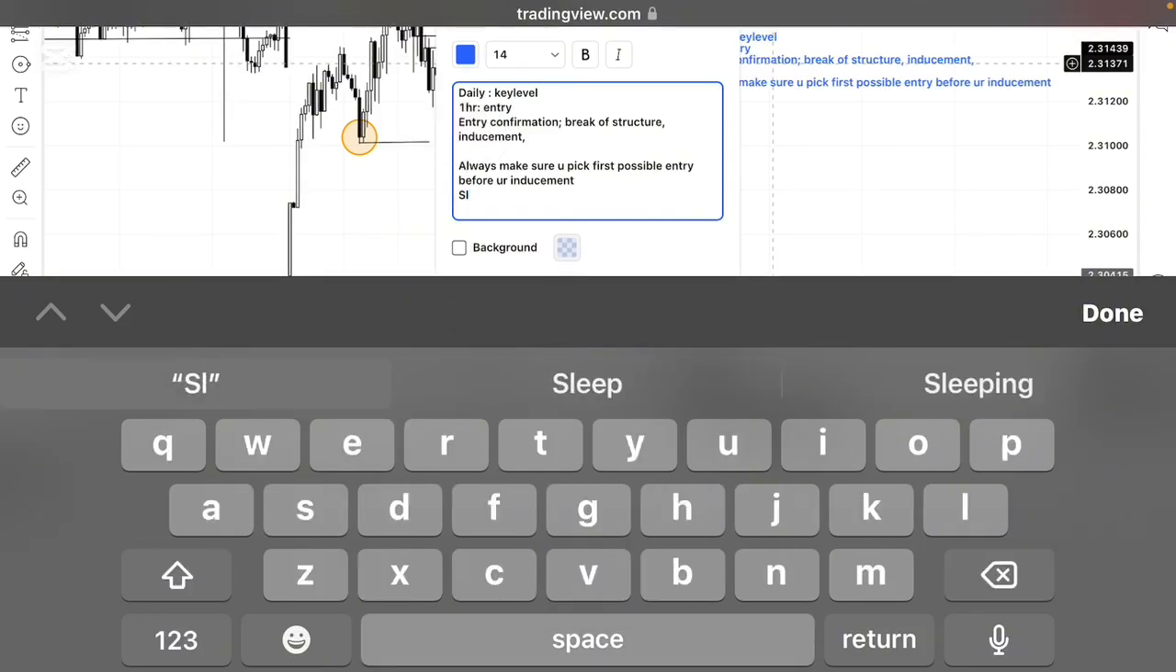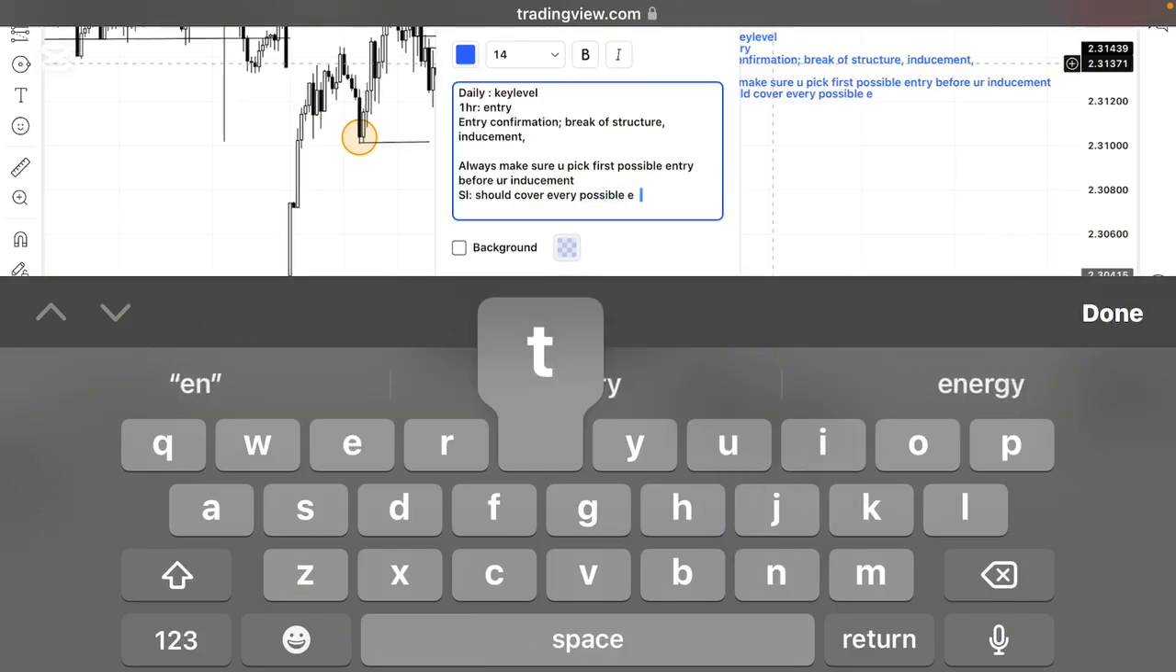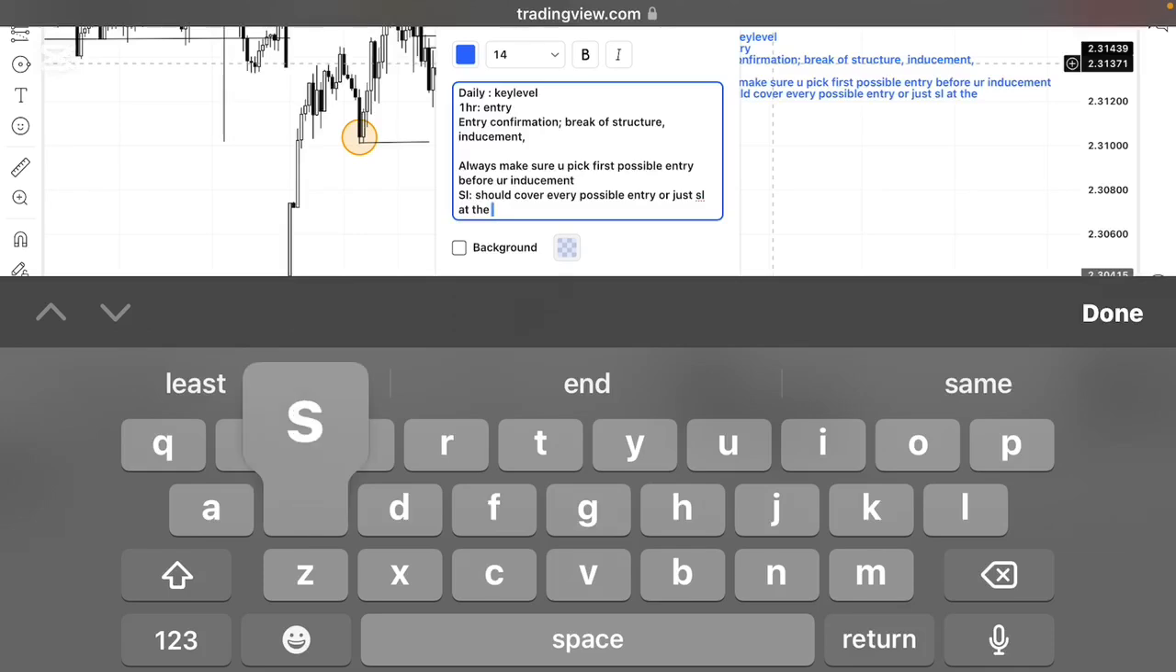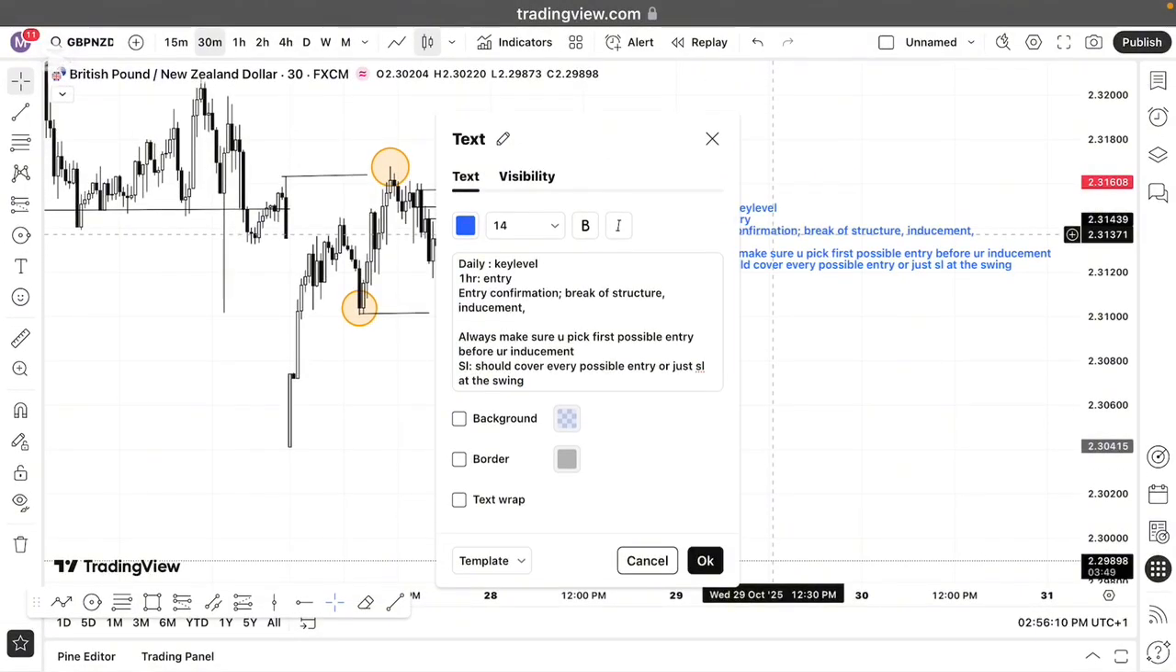Stop loss should cover every possible entry. Or just keep your stop loss at the swing to be safe, at the last swing. So these are my rules I use in trading MSNR, and it has been working for me.